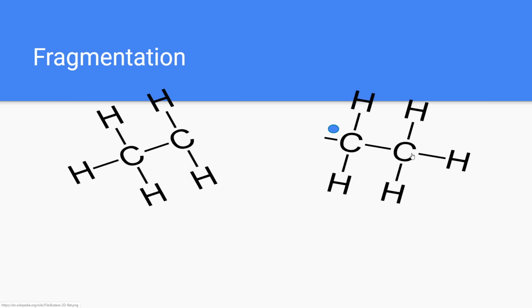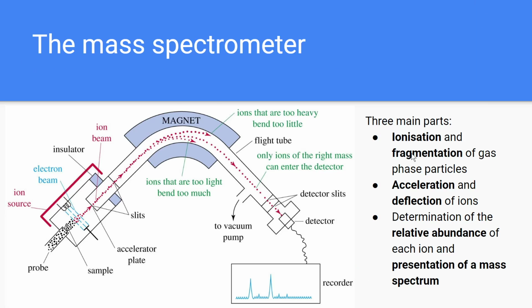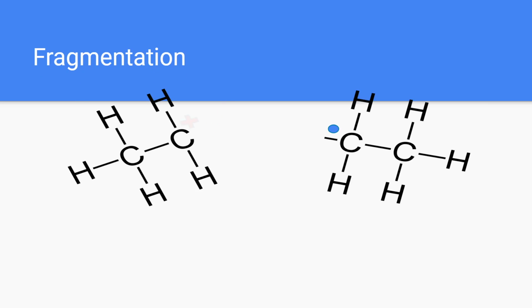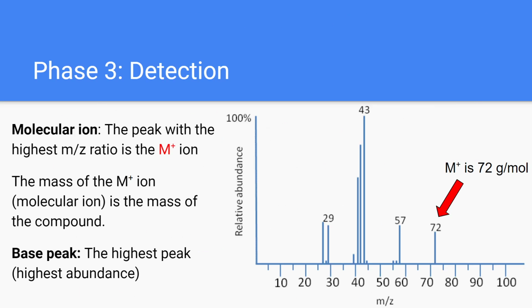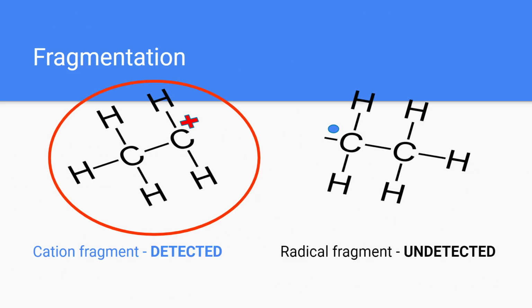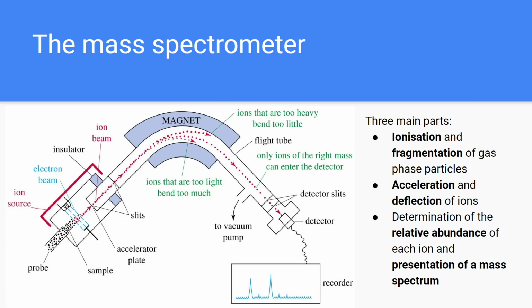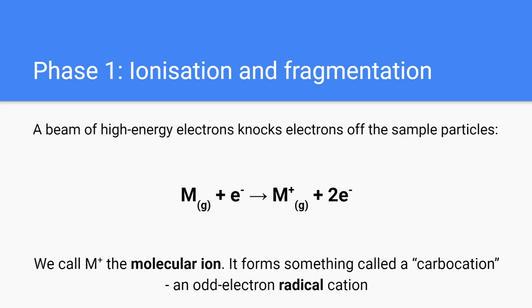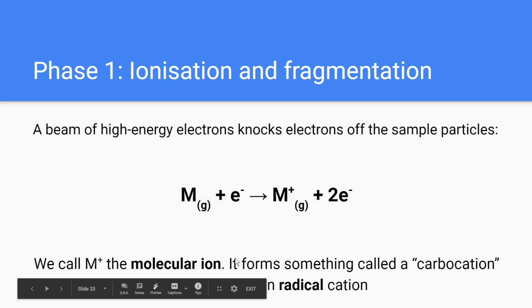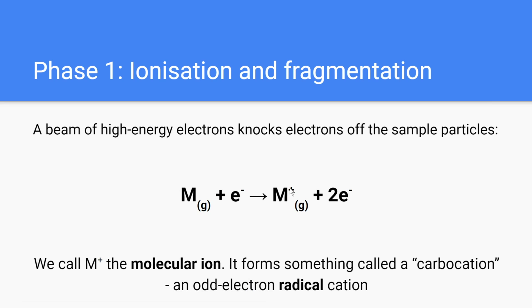We go back here, we go all the way back. Oh, no, sorry. We call M+ the molecular ion. So this is the base molecule minus an electron.